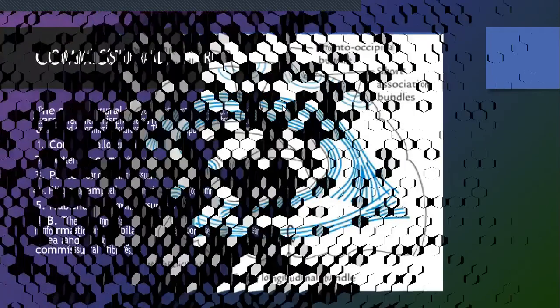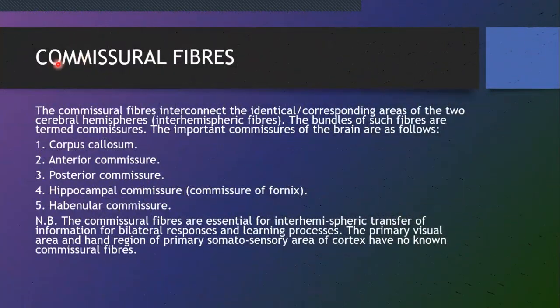So let's look at the commissure fibers now. The commissure fibers interconnect identical or corresponding areas of the two cerebral hemispheres, i.e. they are interhemispheric fibers from one hemisphere to the other. Okay, so the bundles of such fibers are termed commissures. The important commissures of the brain are as follows. Corpus callosum, the largest commissure. Then we have anterior commissure, posterior commissure, the hippocampal commissure, also known as the commissure of fornix. Then we have the habenular commissure.